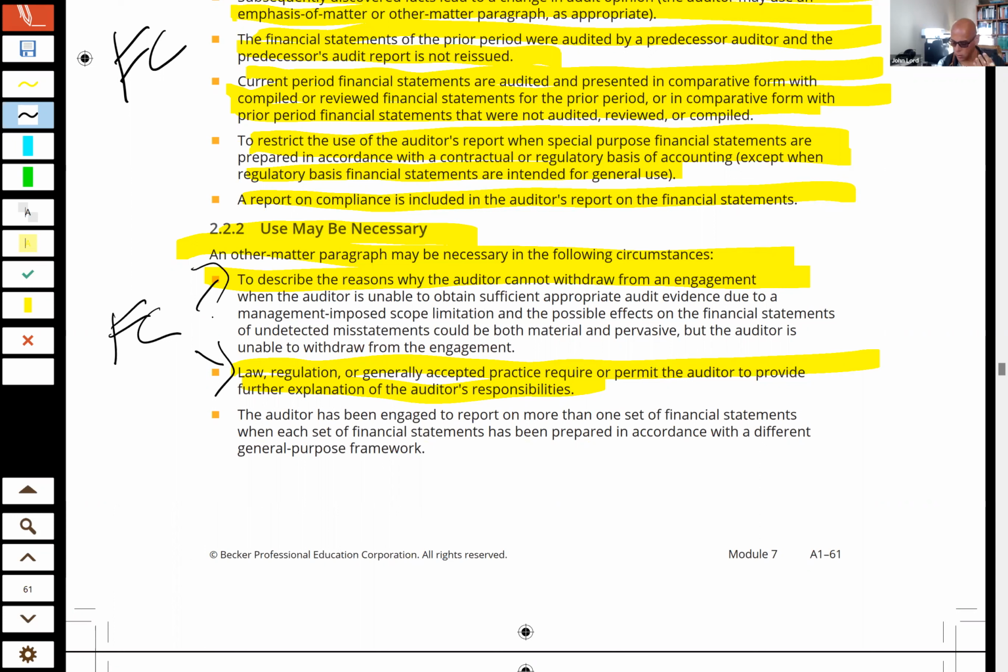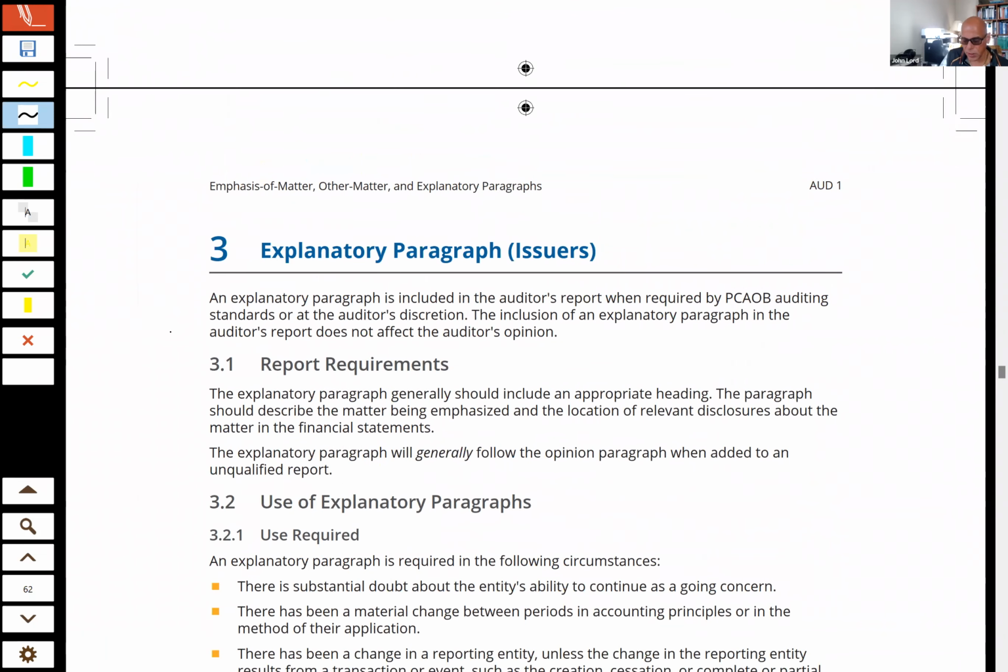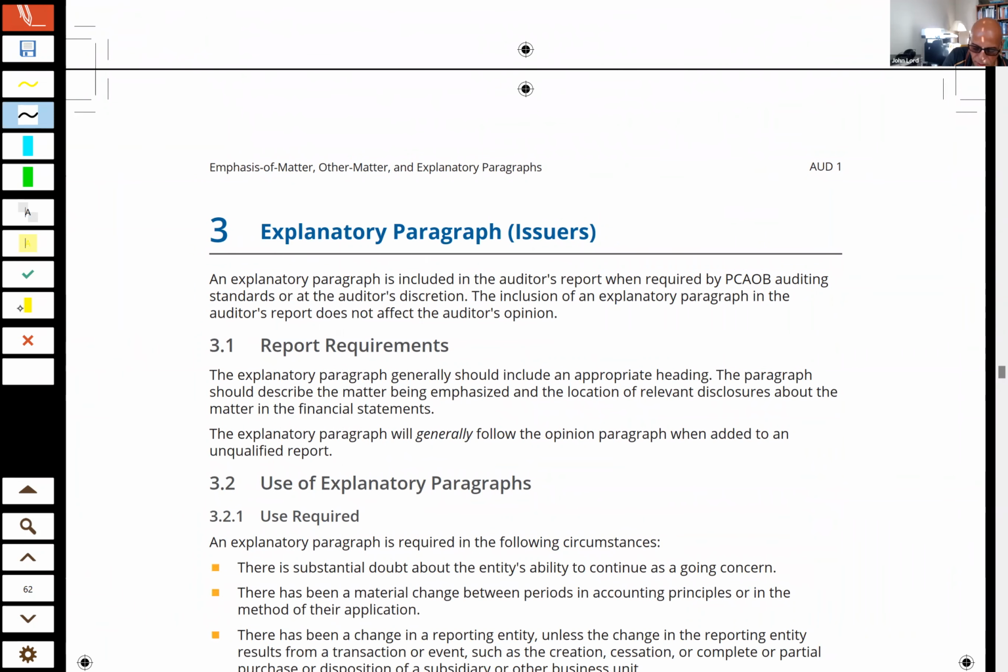And you would want to include an other matters paragraph that lets users of the financial statements know that you're not allowed to withdraw from the engagement. I think you would probably be including that in the scenario where you were thinking about withdrawing but weren't able to by legislation.